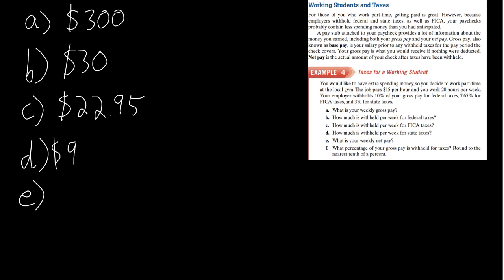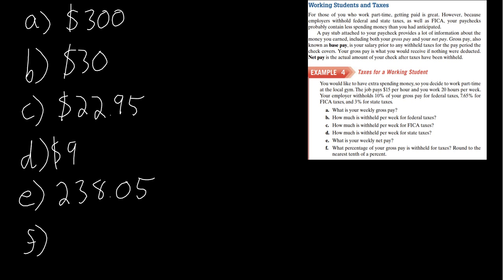Okay, so my weekly net pay is going to be $300. That's my gross, and I'm subtracting 30 for the income tax, $22.95 for FICA, and $9 for state taxes. So that means that my paycheck is now a measly $238.05. It's as if I worked 14 hours, right? But I really worked 20. But again, it's taxes. Taxes, you have to pay them, right? There's only two things in life that you can expect, and that's death and taxes.